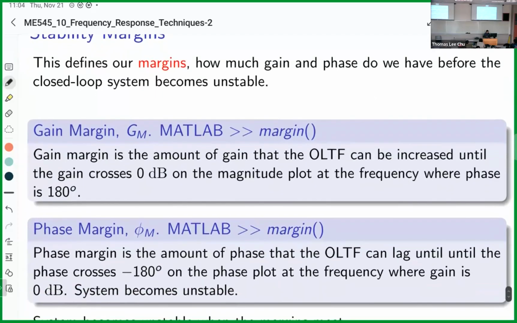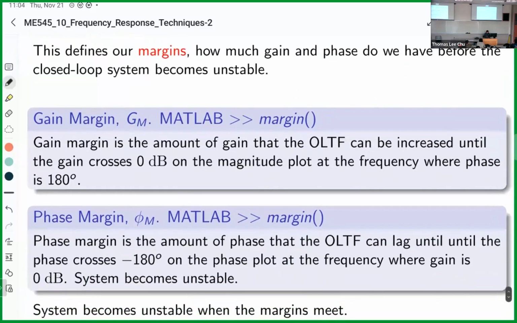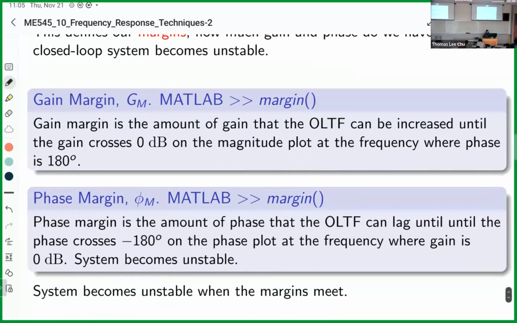So in MATLAB, we use the command margin. When it plots your Bode plot, it gives you the gain and phase margins. For the gain margin, it's going to look at 180 degrees and look at how much leeway you have before crossing the 0 decibel line. Phase margin is going to look at the 0 decibel line and see how much leeway you have between that and the minus 180 degree line. That's how they find their phase margin.